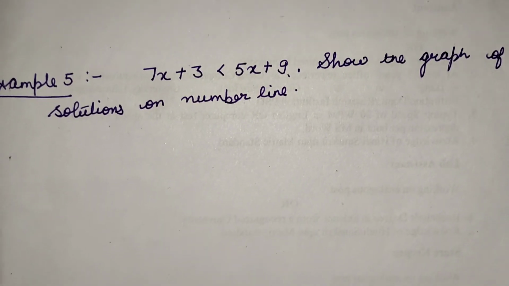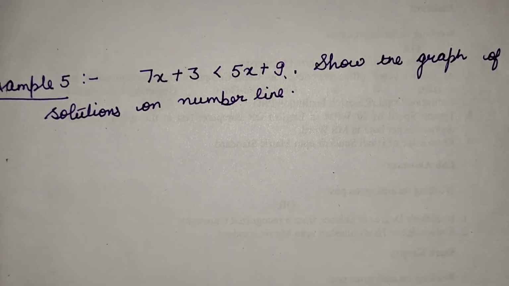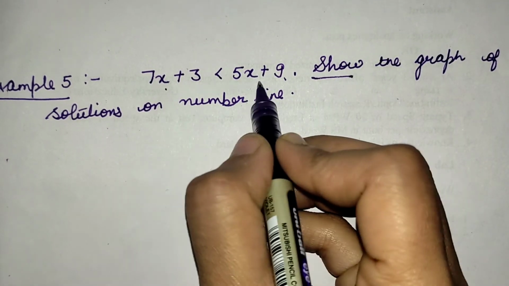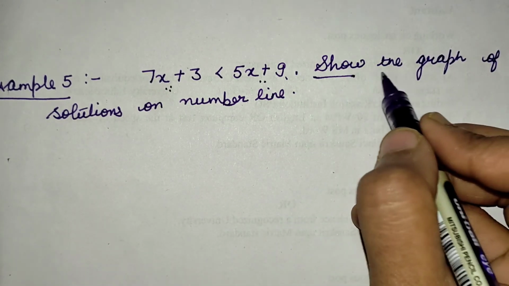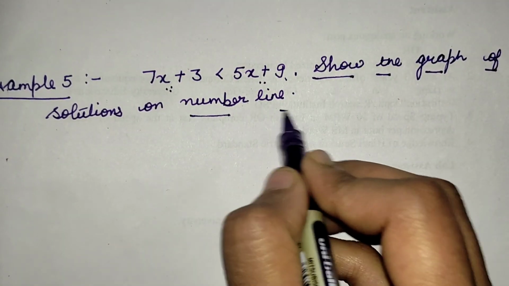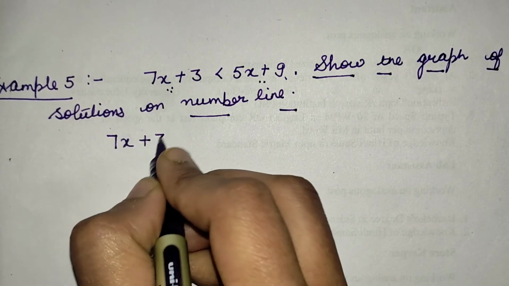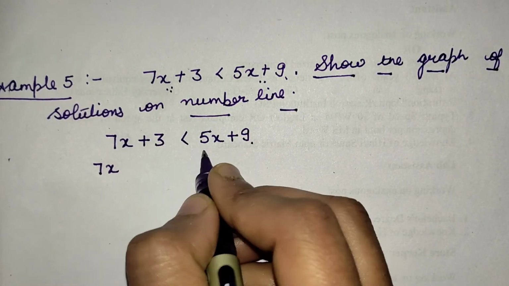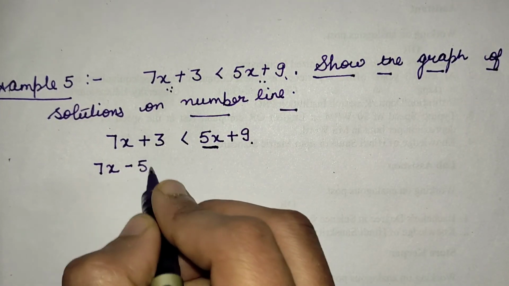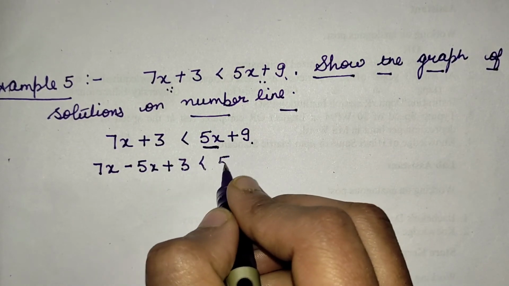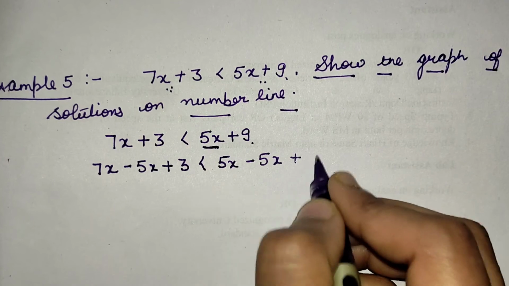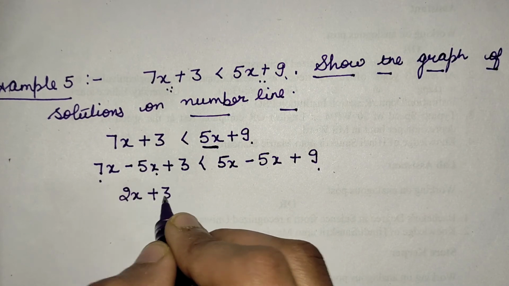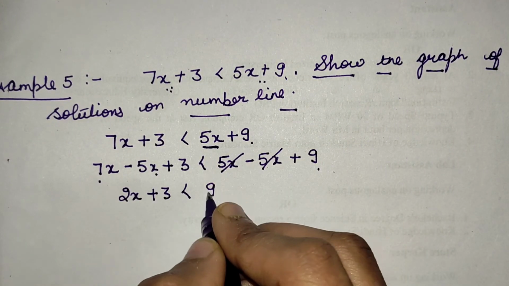Okay. So example number 4 is very similar to the questions which we have done till now. Moving to example number 5, in which we have to find the solution and represent it on the number line. So how to represent it on the number line? Before that, let us find the solution. I have to remove this 5x, so I will subtract 5x from both sides. So 7x minus 5x will be 2x plus 3 is less than 9.